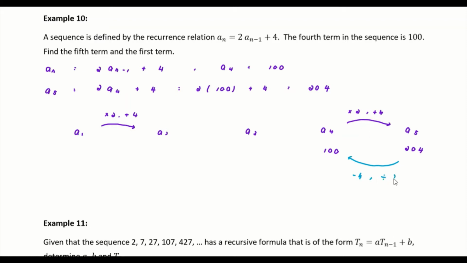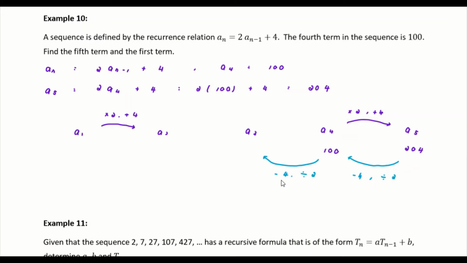Then you can always try to check again with your number. 204 minus 4, I get 200. 200 divided by 2, I get 100. So that proves that my idea of undoing the process is correct. So now I can continue by doing the same thing because they are following the same sequence, right? All of this is times 2 plus 4. So this should be the same as well. Minus 4, then divide 2.